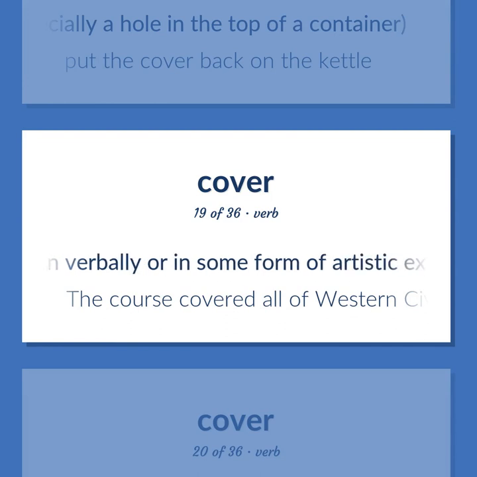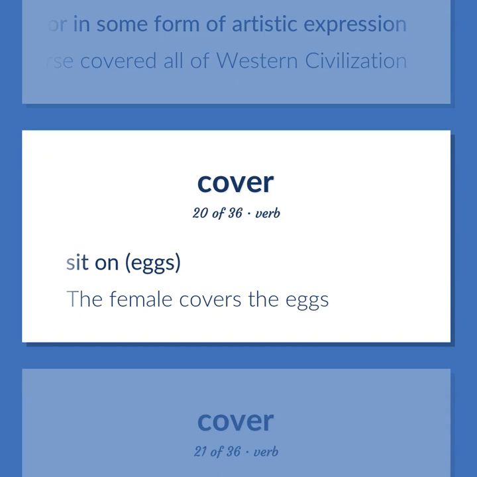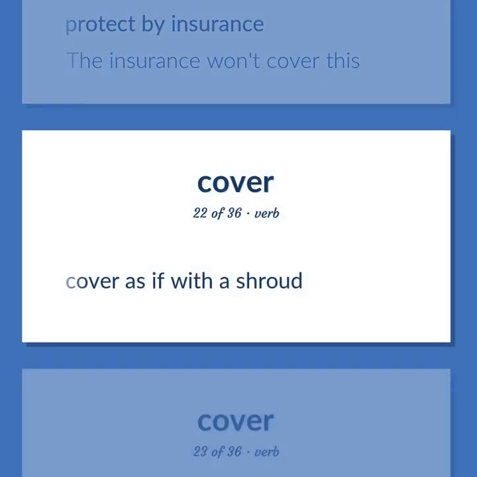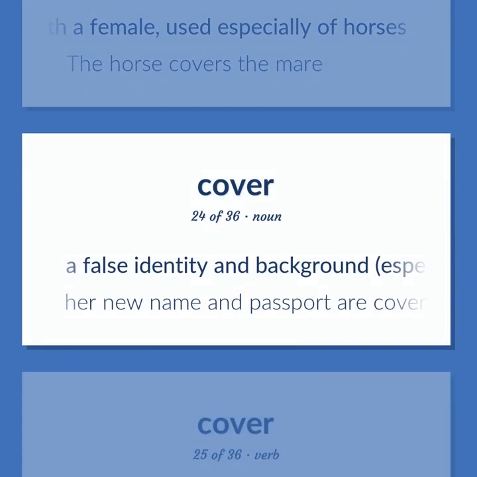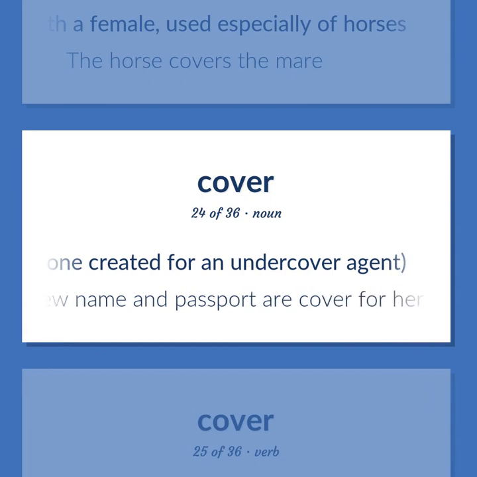Act on verbally or in some form of artistic expression. The course covered all of Western civilization. Sit on eggs. The female covers the eggs. Protect by insurance. The insurance won't cover this. Cover as if with a shroud. Copulate with a female, used especially of horses. The horse covers the mare. A false identity and background, especially one created for an undercover agent. Her new name and passport or cover for her next assignment.